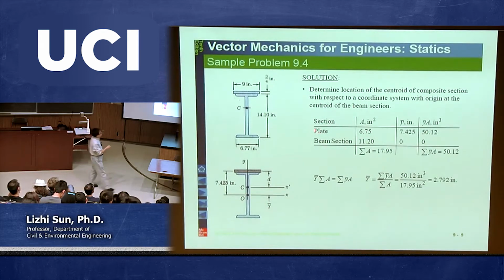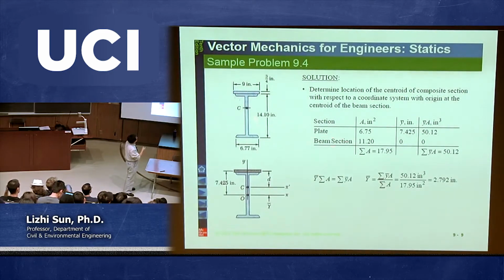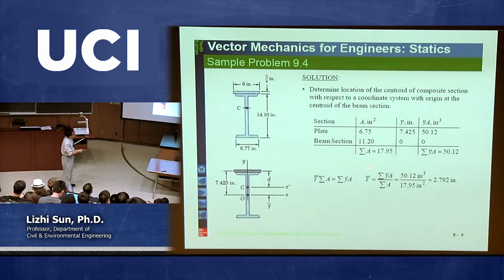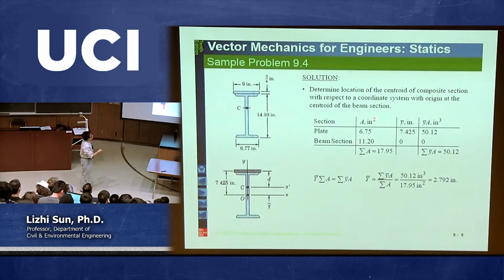So the first column, we can write down the two components. The top one is called the plate, or you can call it rectangular shape. The bottom one is called the W14x38, or whatever name you like, the beam section, for example. Okay, followed by another column, which is what we call A, which is area. Just in case some of you forget, you can go back and look at the chapter 5 slides. So this is the column to write down the area.